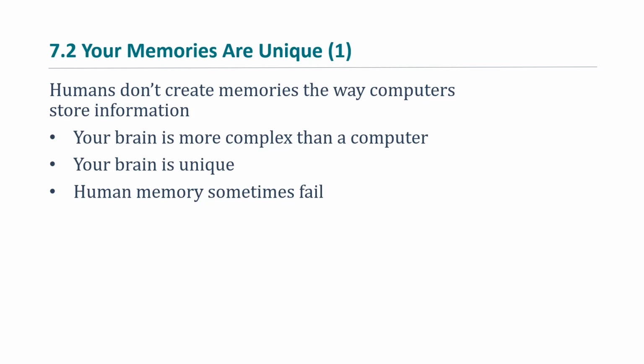Humans don't create memories the way computers store information. First off, your brain is more complex than a computer. It's much more complicated. Secondly, your brain is unique. One computer stores information the same way as the next, but every human brain is unique because it's been constructed based on your unique DNA and your unique set of life experiences.